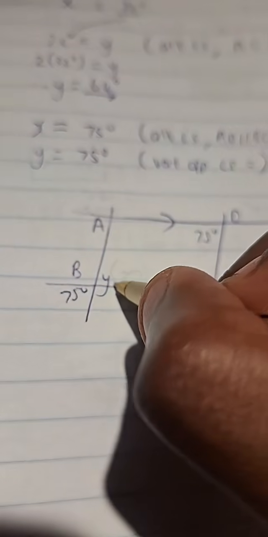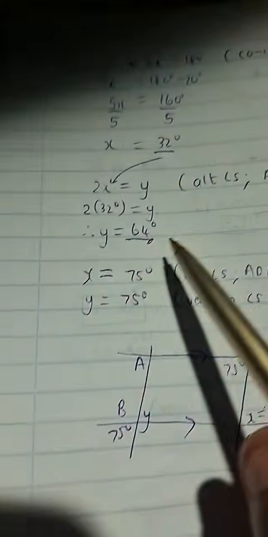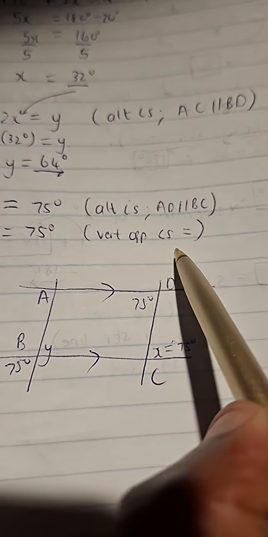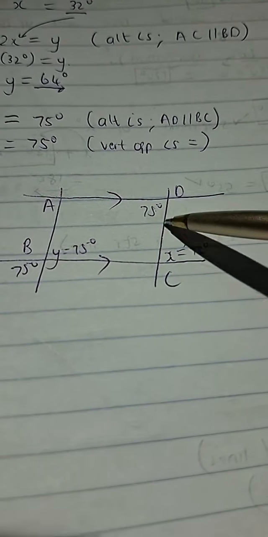Then we found the value of y. What did we say y is? Y is 75 degrees. What did we say is the reason? Vertically opposite angles are equal. So we update. Now, guys, look at this line. Look at the angle you have there.